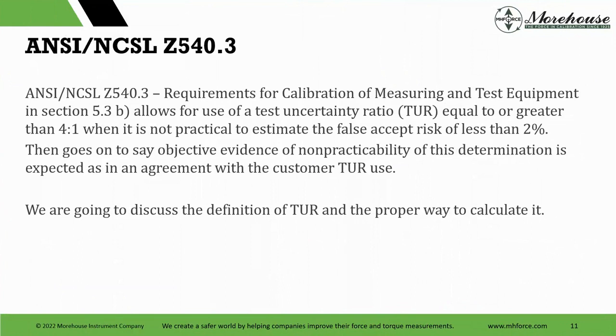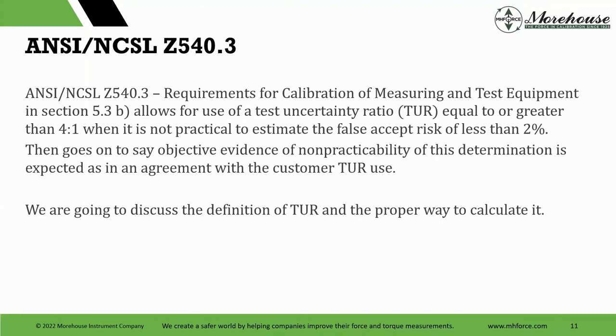So ANSI C540.3, kind of coming back, detoured a little bit. ANSI C540 requirements for calibration and measuring test equipment. Allows for test uncertainty ratio equal to or greater than 4:1 when it is not practical to estimate the false accept risk. Then goes to say objective evidence of non-practical. Here's where we get into these things like 4:1 TUR and everything else.